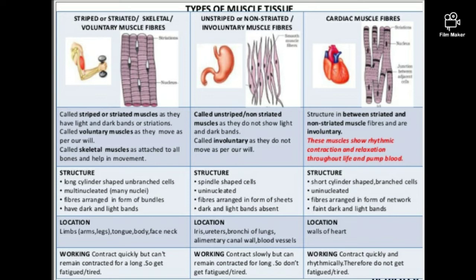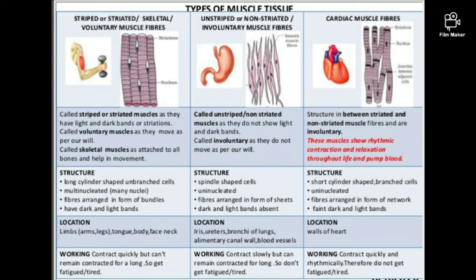The fibers are arranged in the form of sheets and they do not show any band pattern. So the light and dark bands are absent. They are found in the iris, in ureters, bronchi of lungs, alimentary canal, that is your digestive system, and blood vessels. Because your eyes do not blink at your own will. Okay, your lungs, you can control your breathing, but you cannot control the movement inside your body. Okay, the movement of food inside your body. You eat at your own wish, but once you swallow a few food, you cannot stop it once it is inside.